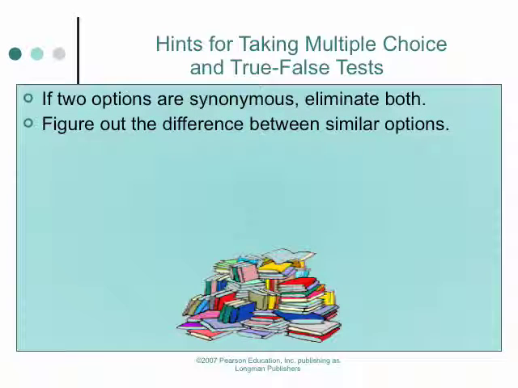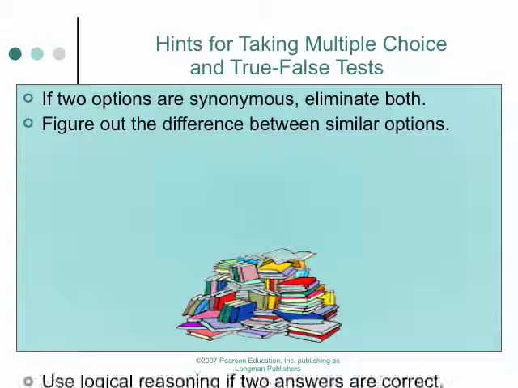Figure out the difference between similar options. So if you have C and D left and one says never and the other one says sometimes, use sometimes, because never say never, right? Go with words that are a little more qualifying than words that are absolute. That's a way to compare and contrast two different options you have left.